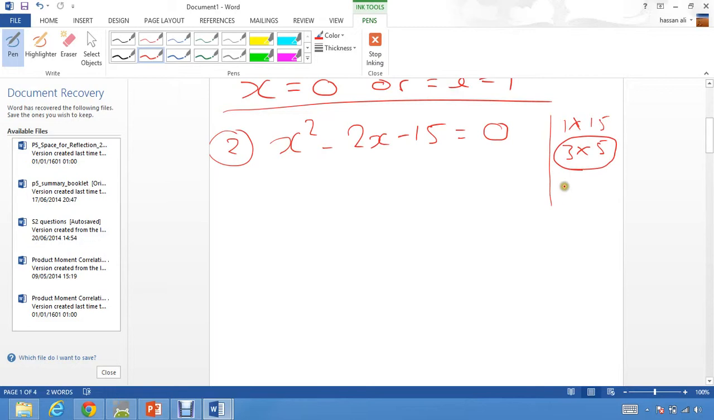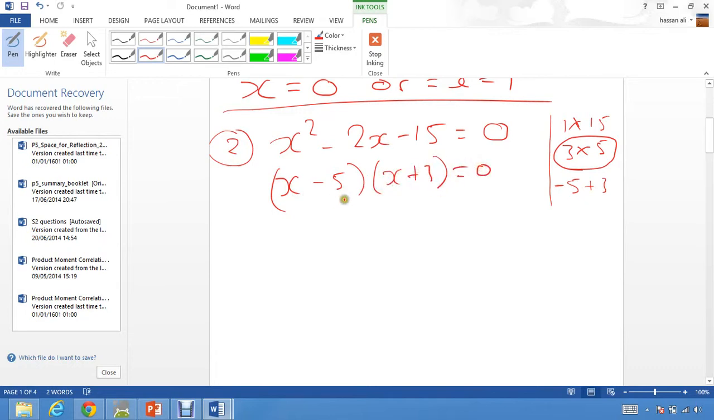So what do I have to do? I can do minus 5 plus 3. If you do minus 5 plus 3, that gives me minus 2. And if you multiply minus 5 times 3, it gives you minus 15. That works. So you do x minus 5, x plus 3 is equal to 0.